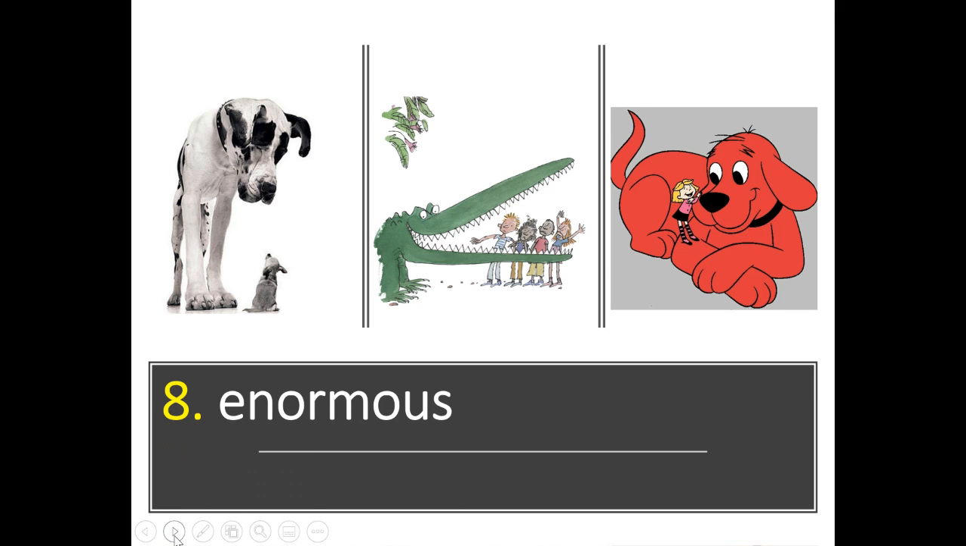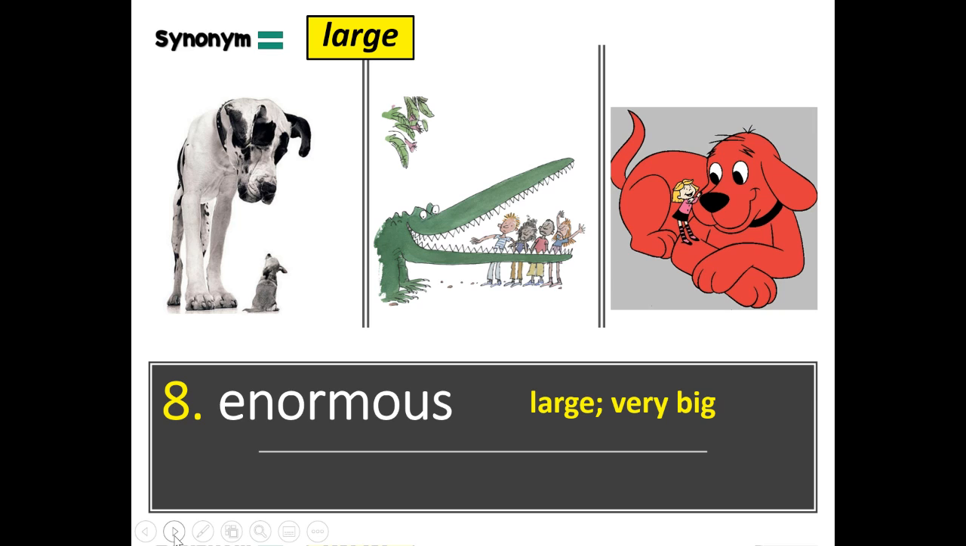They all show enormous. Enormous. So this is your last word, number 8, enormous. Enormous means large or very big. Could also mean gigantic, giant, large, very big. So a synonym or word that means the same is large. So make sure you've written enormous, and a synonym in the second column could be large.